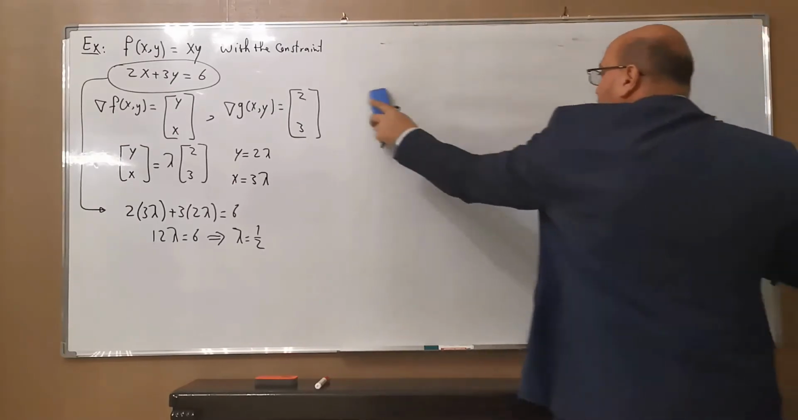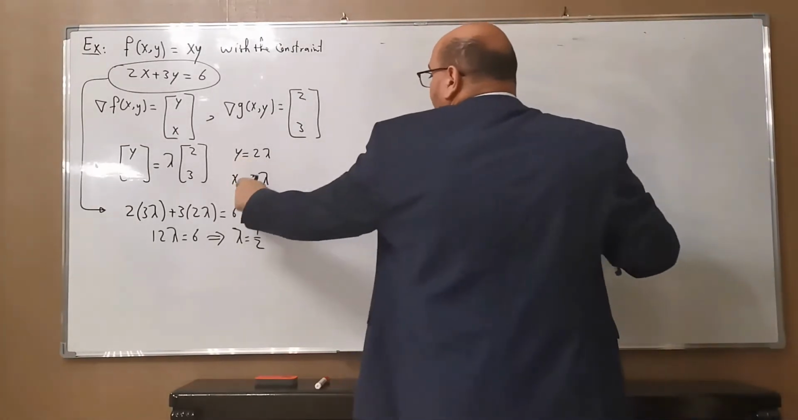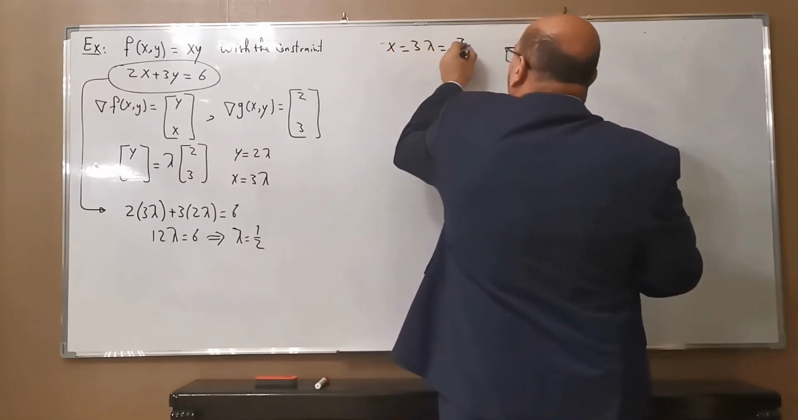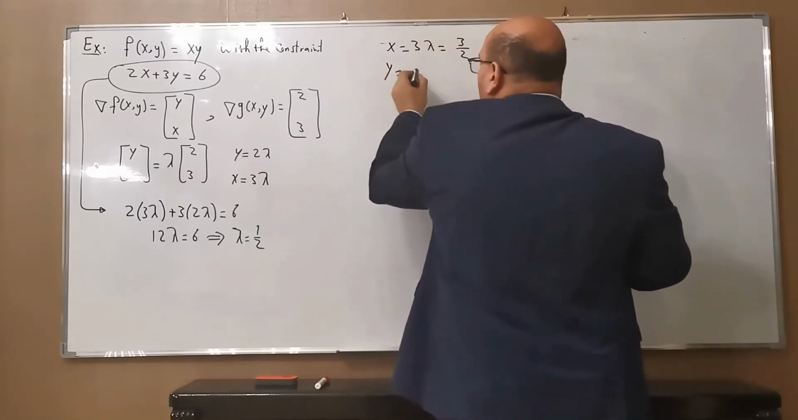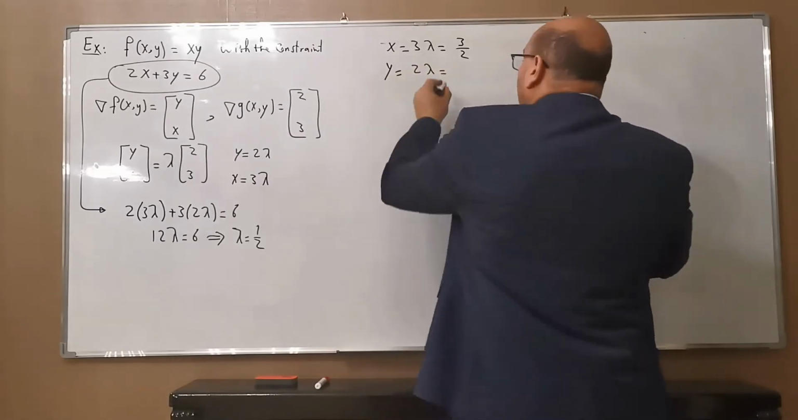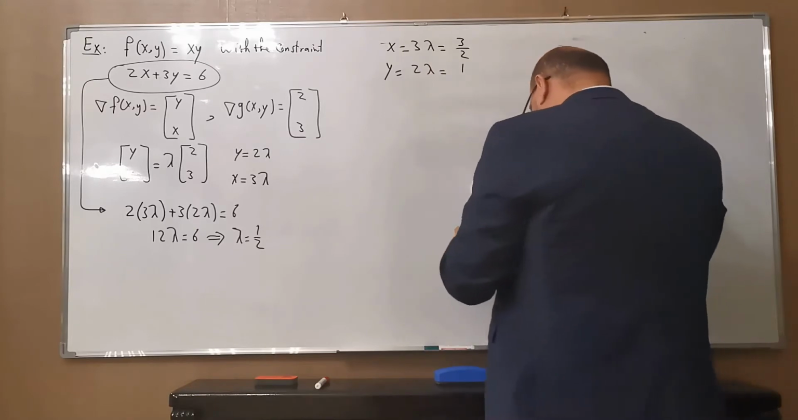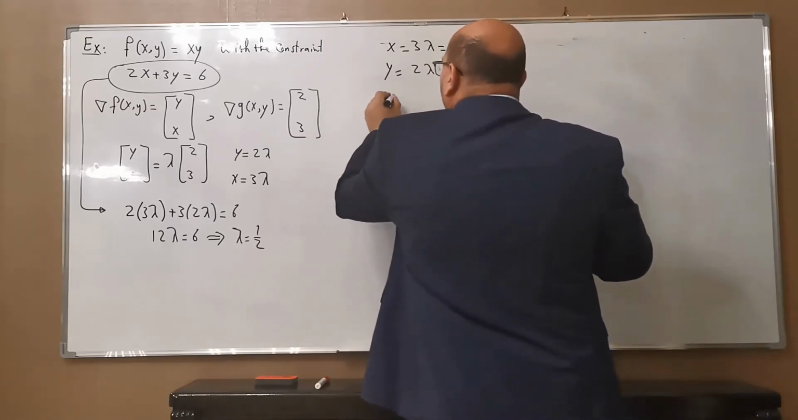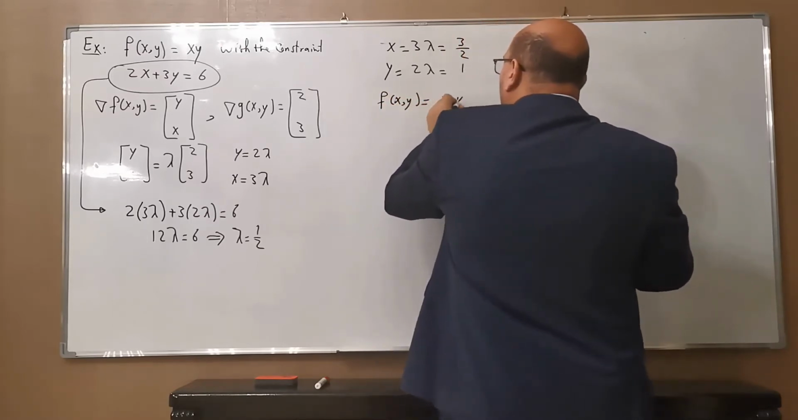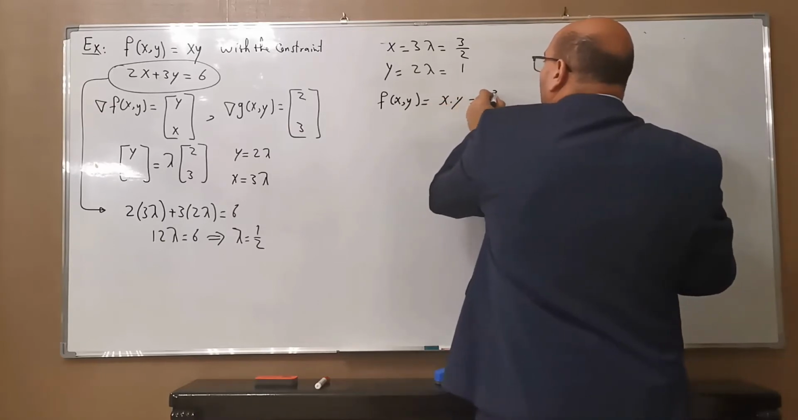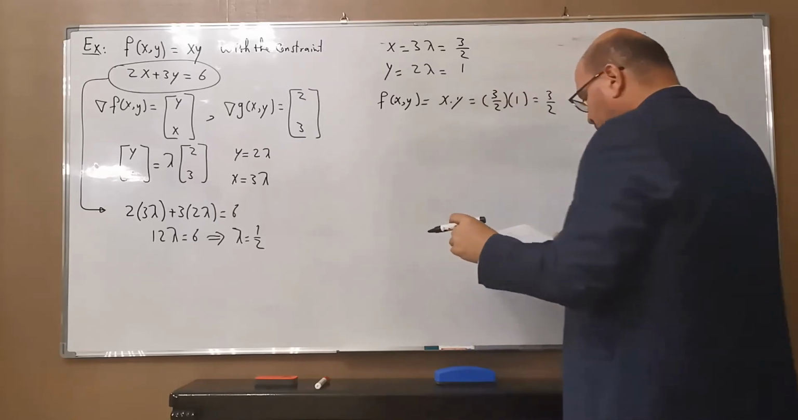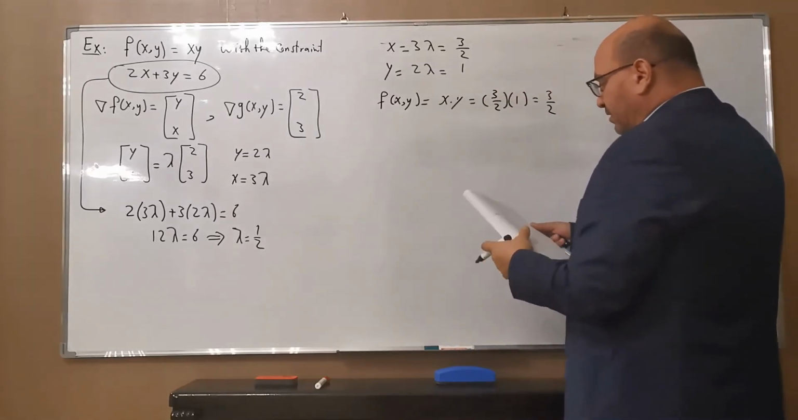Going back to the equation, solving for y and x. So x equals 3 lambda, which is equal to 3/2, and y equals 2 lambda, which equals 1. And you will have f of x and y equals x times y, which equals 3/2 times 1, and this is equal to 3/2. So this is one example.